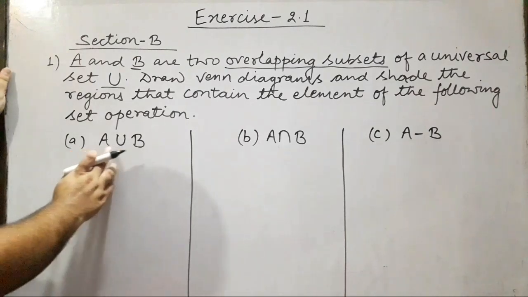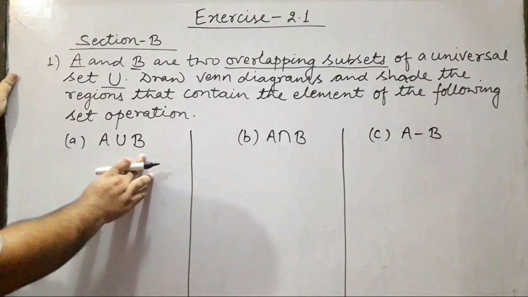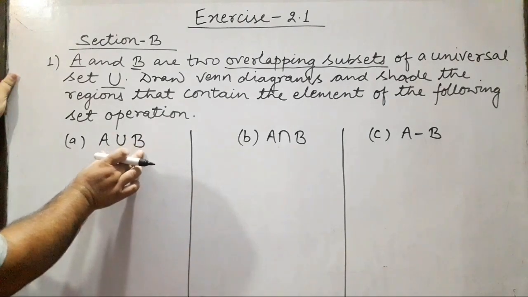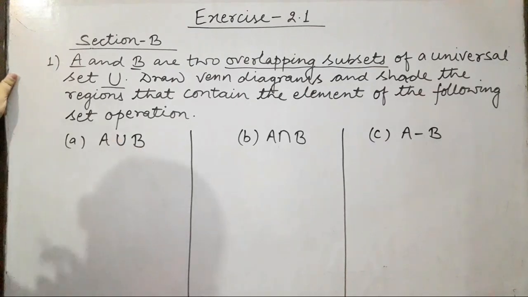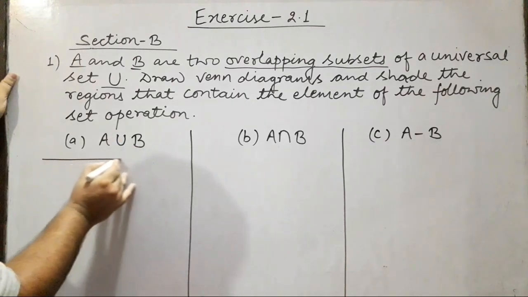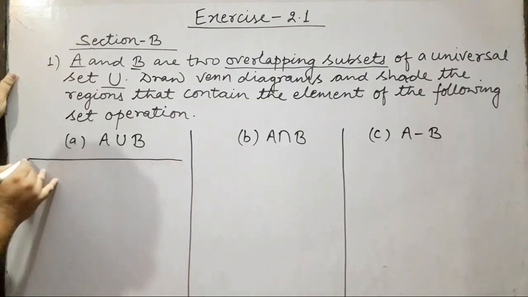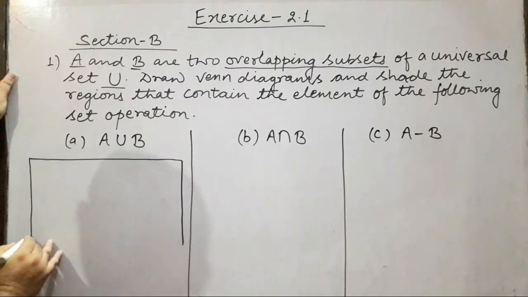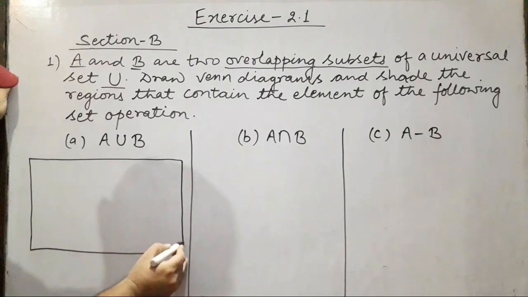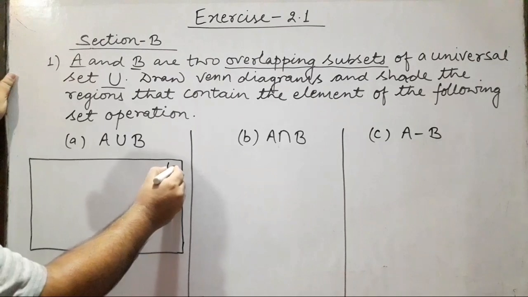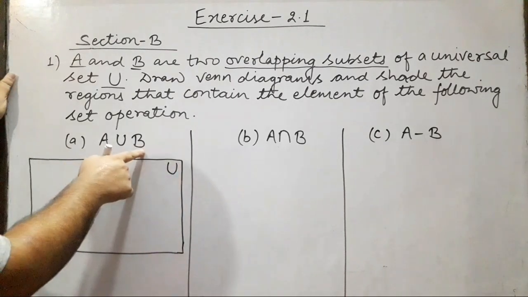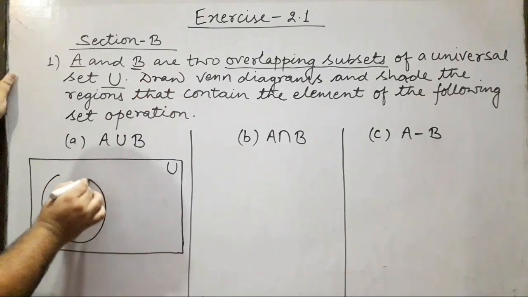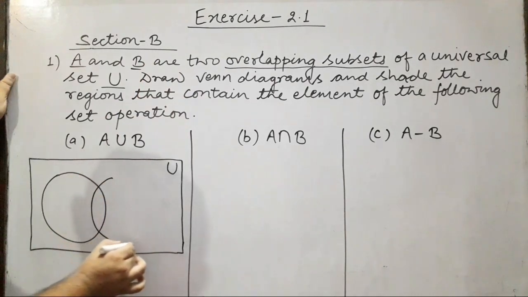Let us see A union B. We have to shade A union B. At first we have to draw the Venn diagram. Then we have to shade the union part, that is the union of A and B. Since the universal set is given, I shall draw a rectangle. The rectangle indicates the universal set. Okay, this is the universal set. And since A and B are two overlapping subsets of universal set U, they will intersect with each other.